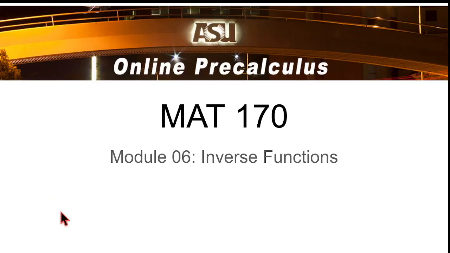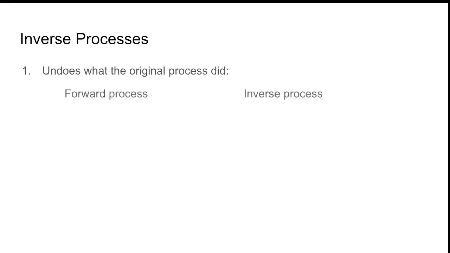Time for Module 6. We're looking at inverse functions in this section. So we have a question. What is an inverse process? Well, an inverse process simply undoes what some original process did. So we're familiar with this. We do a forward process, and then sometimes we need to undo it, so we do the inverse process.